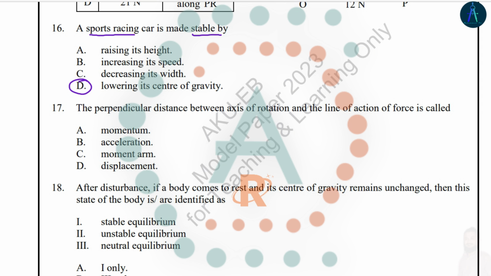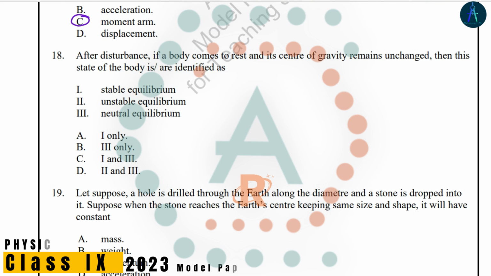The perpendicular distance between the axis of rotation and the line of action of force defines the moment arm of a torque. Option C is our right answer.